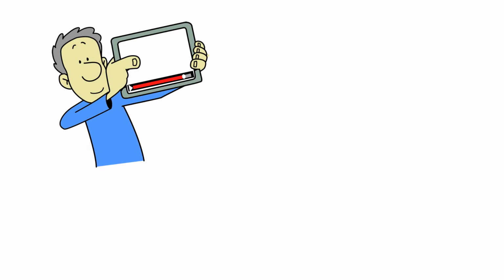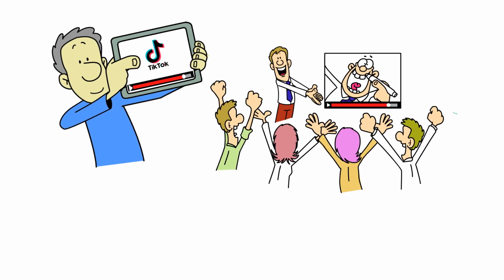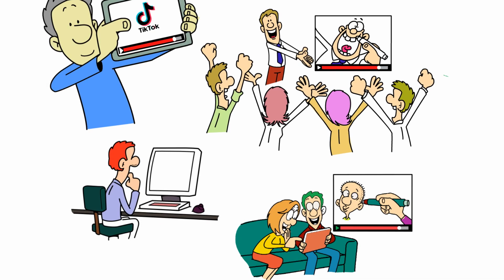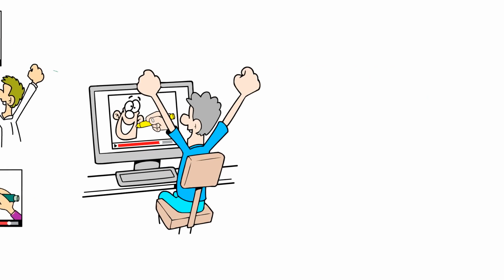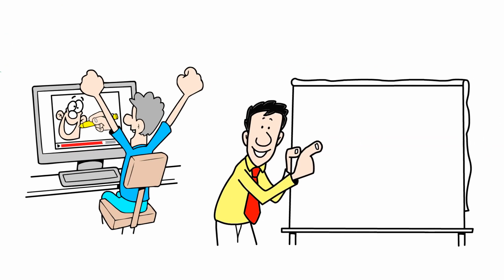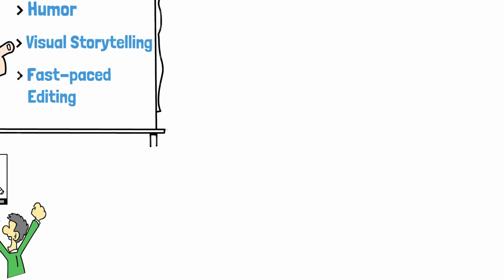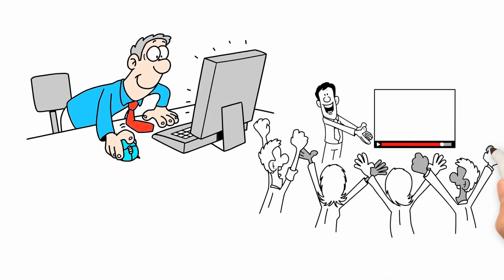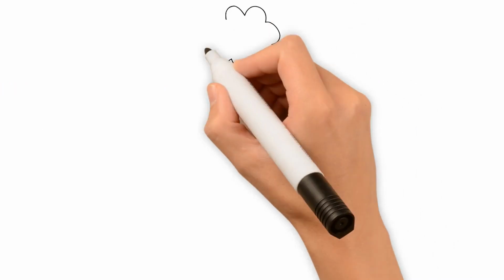Another important aspect of keeping your TikTok videos short is to focus on the main message that you want to convey. With limited time to work with, it's crucial to be clear and concise about what you want to share with your audience. This means being mindful of your audience's attention span and catering to their preferences. You can do this by using humor, visual storytelling, or fast-paced editing techniques to keep your video engaging and entertaining. Remember, the goal is to leave a lasting impression on your viewers, and shorter videos with a clear message are more likely to achieve that than longer, drawn-out ones.